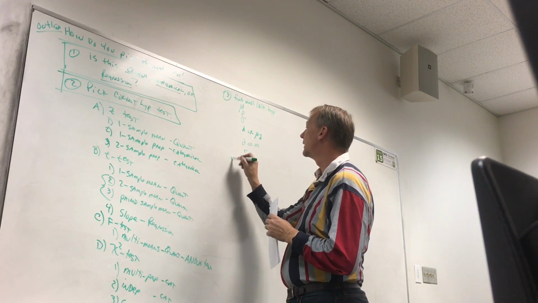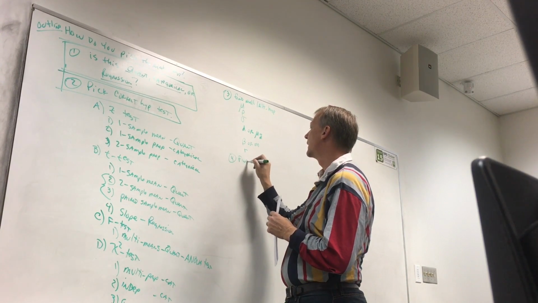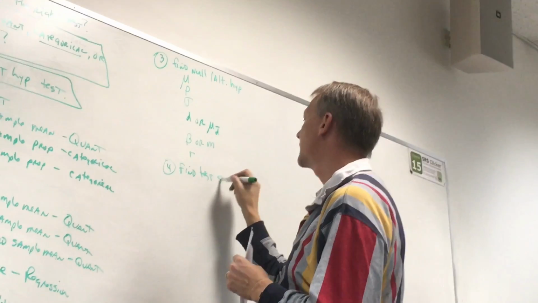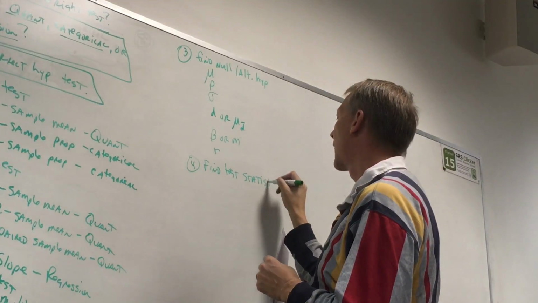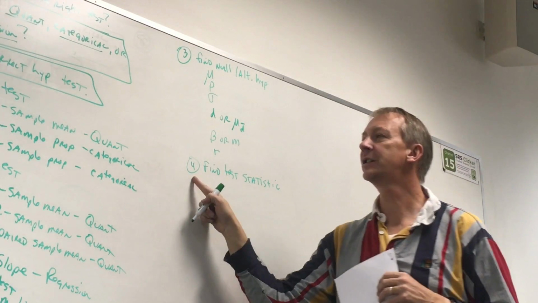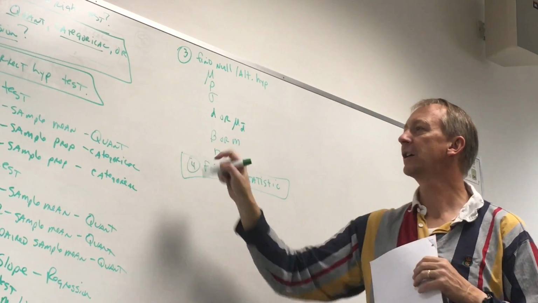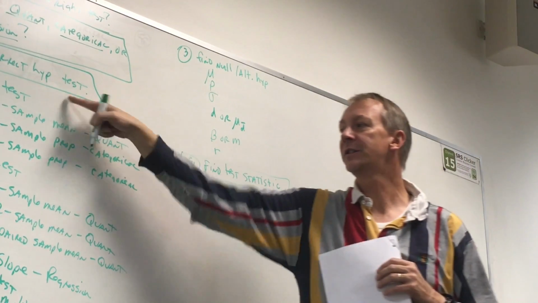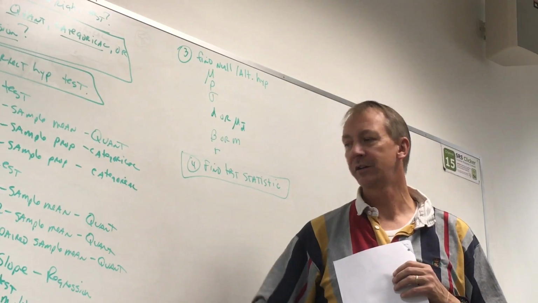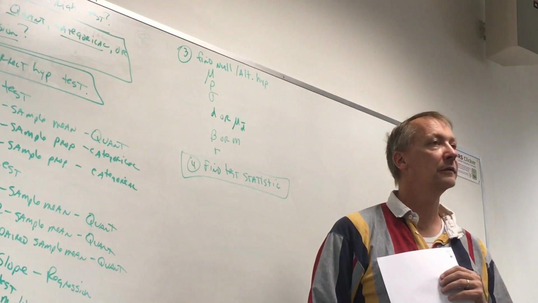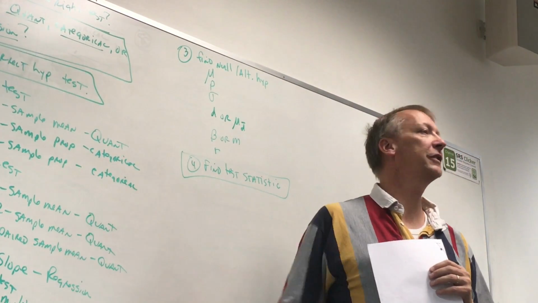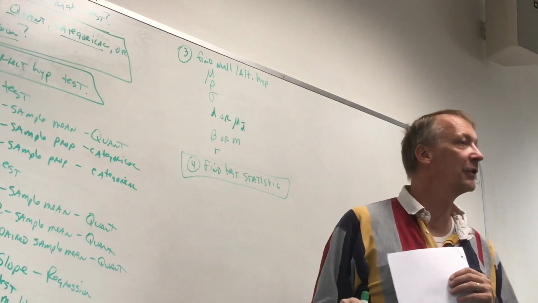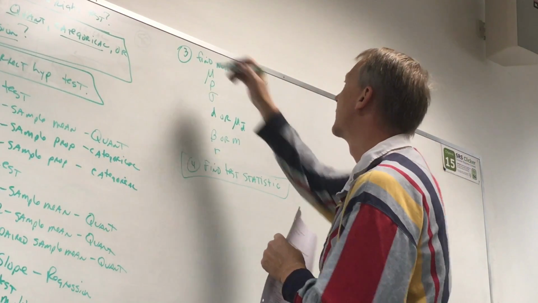Number 4 says find your test statistic. Your test statistic is going to be based on what kind of test you're going to be. Is it going to be a Z? Is it going to be a T? Is it going to be a chi-square? Is it going to be an F? And which variation of the Z or the T or the chi-square is it going to be?